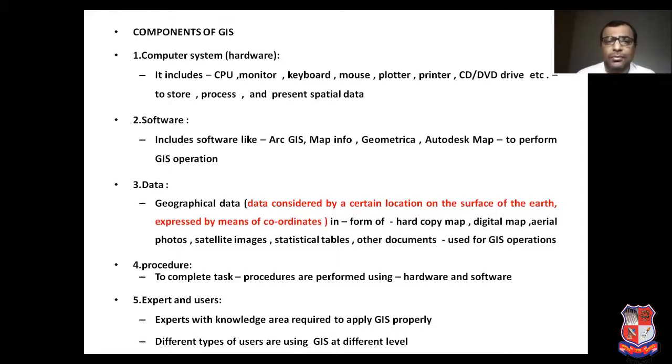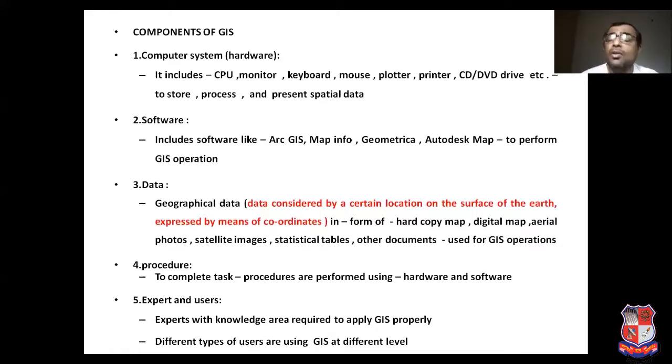First is the computer system or computer hardware. Computer hardware includes the CPU, central processing unit. It requires a monitor, keyboard, mouse, plotter, printer, CD drive, DVD drive to store, process and represent the spatial data. So that is the role of the hardware system. If you want to store the data, process the data, and represent the data, you require all these computer hardware systems. It is compulsory.